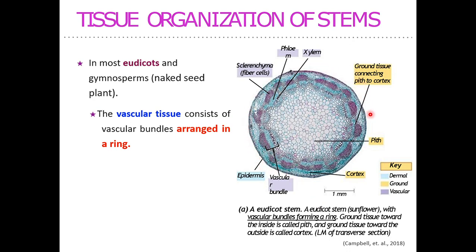Here the outermost layer is the epidermis, followed by the cortex. The ring structure here is the vascular bundles. The purple stain is the fiber cells. The blue stain here makes up the phloem, and down here is the xylem. This whole structure is called a vascular bundle, arranged in a ring. In the center is the pith.